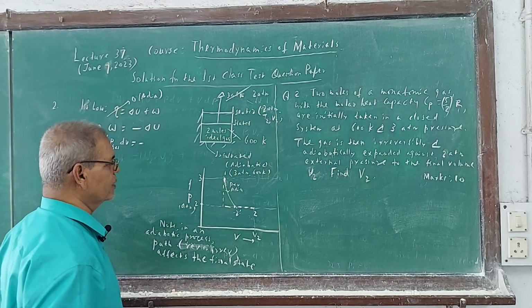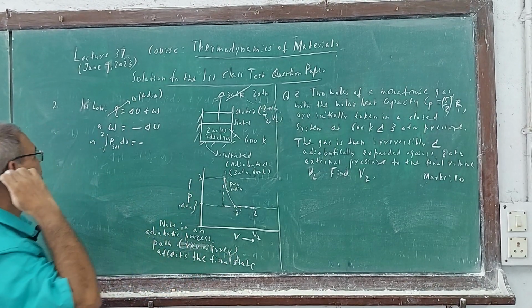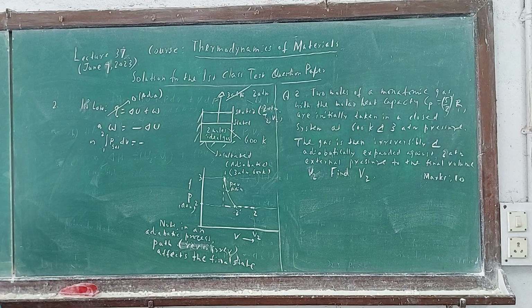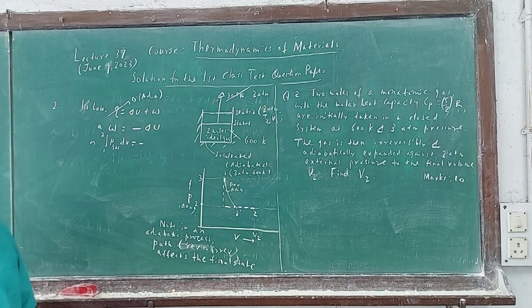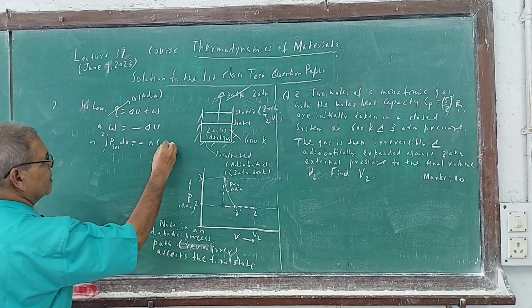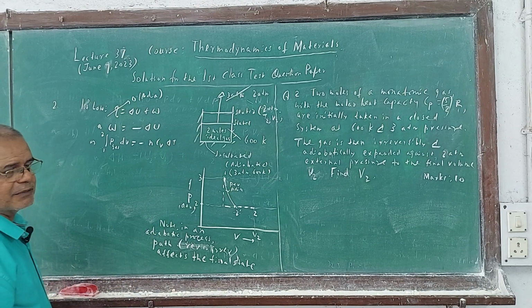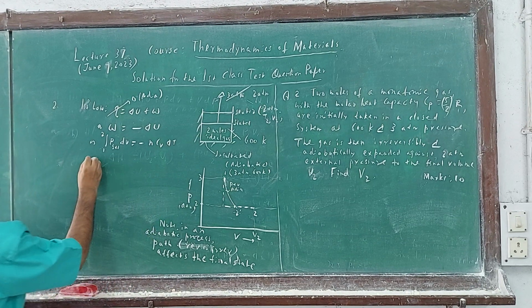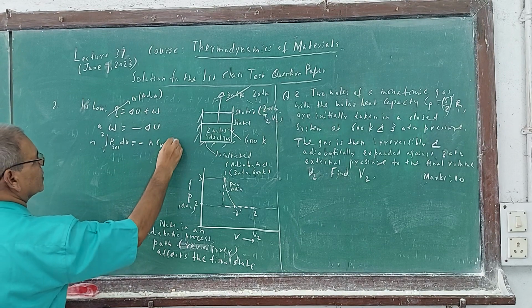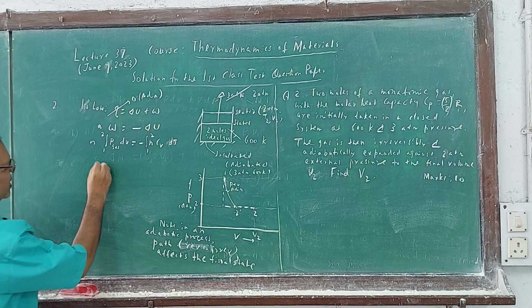State 1 is already given: 3 atmosphere, 600 Kelvin. Quickly, the work is P external dV, and for an ideal gas, the change in energy is nCv delta T, final minus initial, or the integral of nCv dT from 1 to 2. Either way is fine.